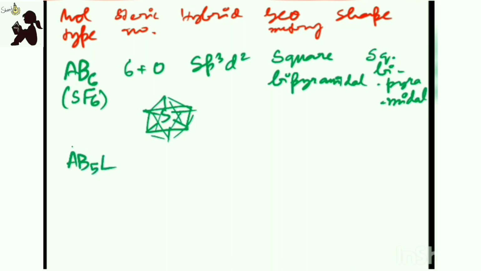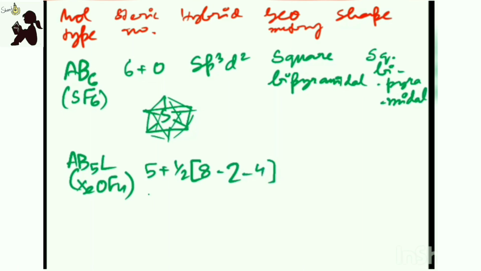Next will be our AB5L. An example of this is XeOF4. I'm going to show you how to find its steric number. So 5 plus half into 8, because Xe has valency 8, since 8 electrons are there in the outer orbital. O has valency 2, and fluorine has valency 1, so 4 into 1 is 4, that means 5 plus 1. So it has one lone pair.